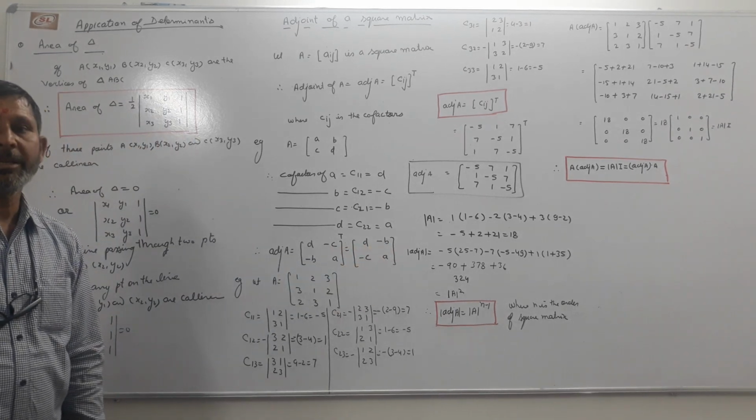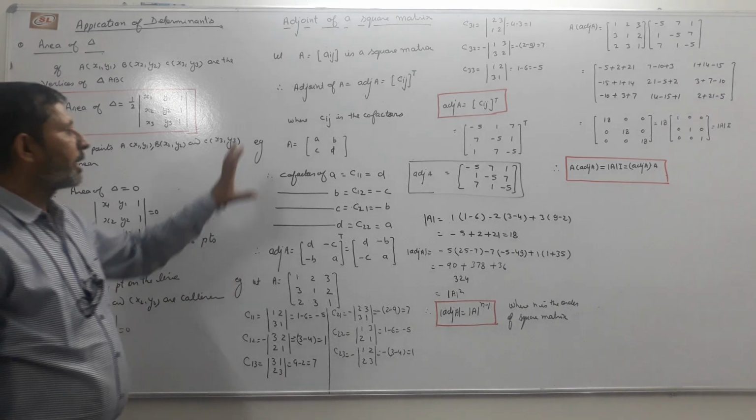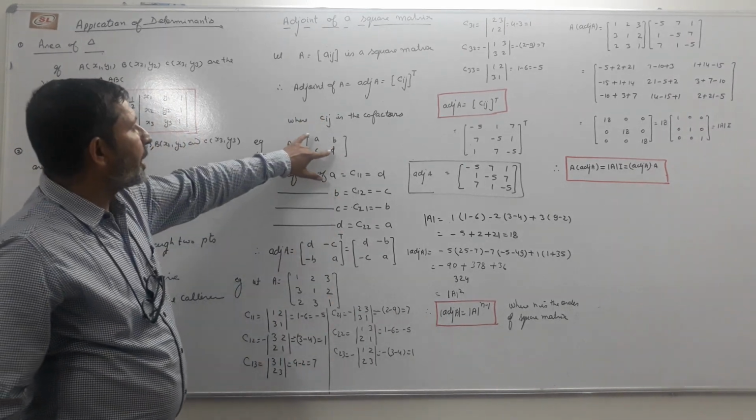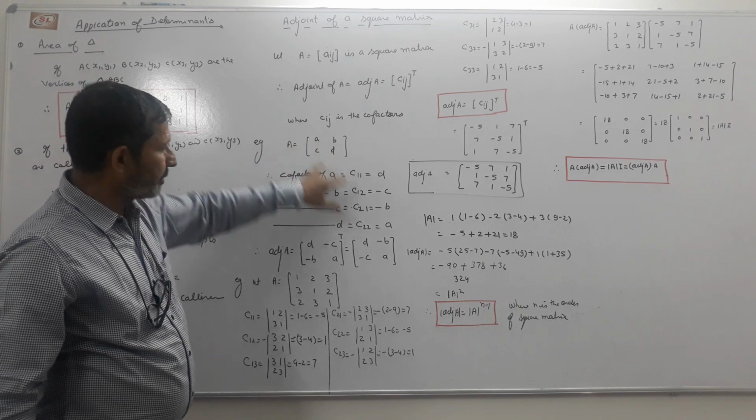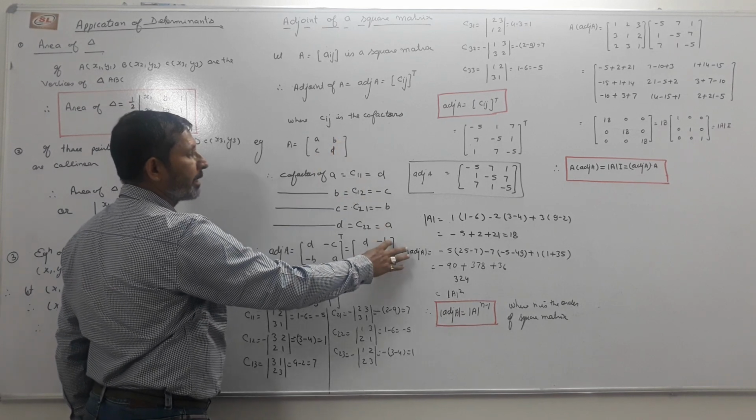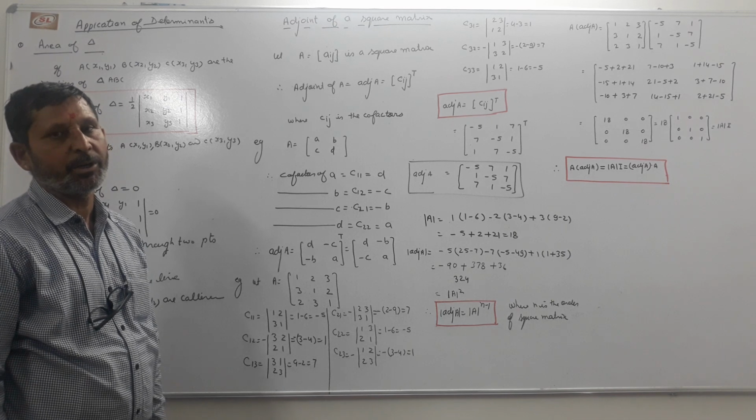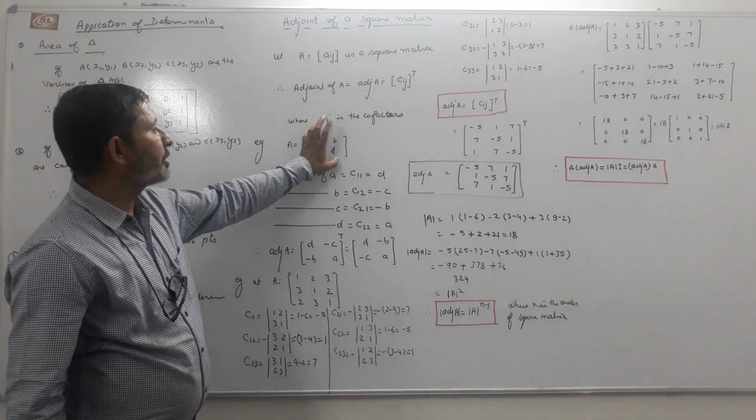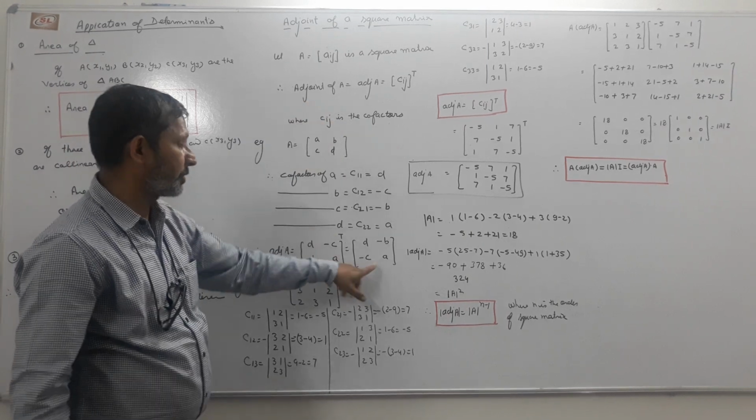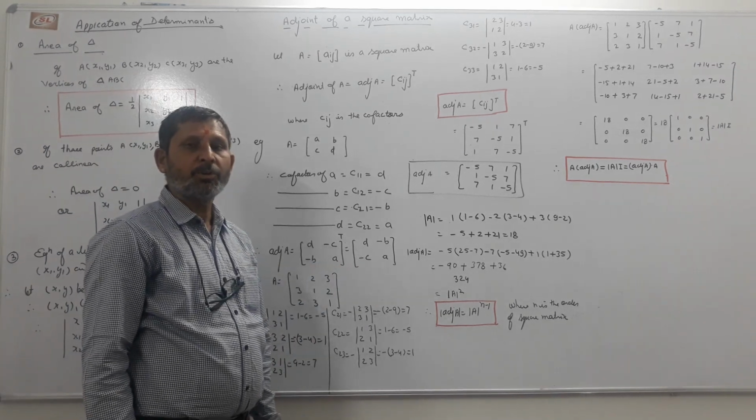For a second order square matrix, 2 by 2, how can we find the adjoint? In the second order square matrix, we directly find the adjoint. We interchange the diagonal elements and change the signs of the non-diagonal elements. Then we directly find the adjoint of a square matrix of order 2 by 2.